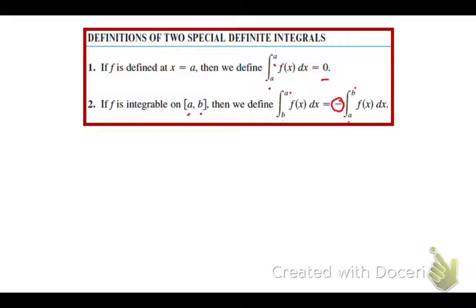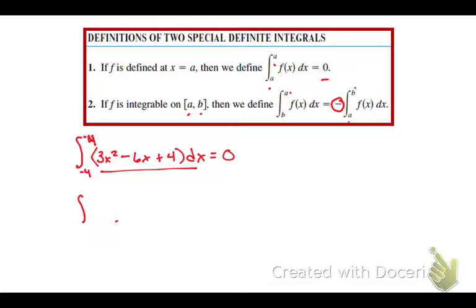So if I had the integral from -4 to -4 of 3x squared minus 6x plus 4 dx, well, what's the answer? From -4 to -4. 0. Doesn't matter any of that, does it? No. Just 0.